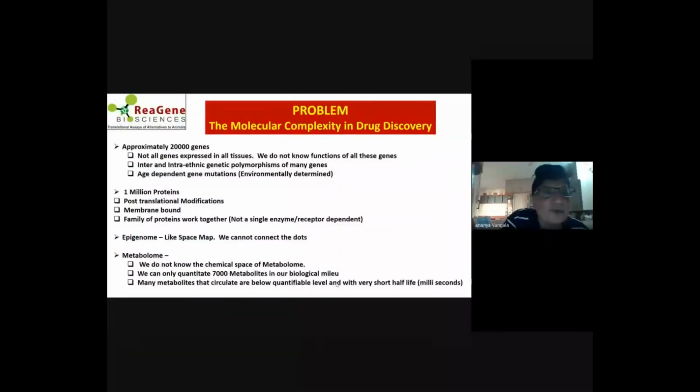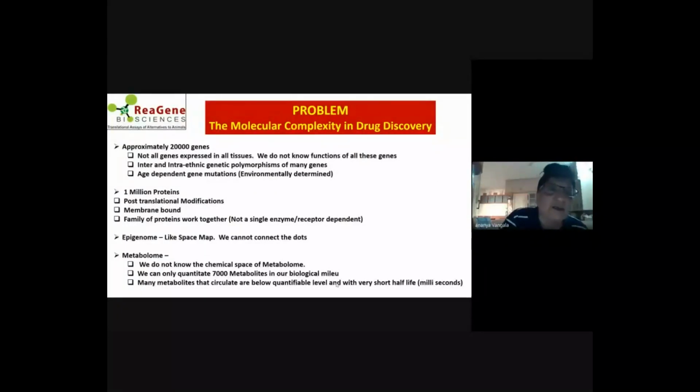So the problem here is that it's not the lack of ideas, the lack of depth of technologies and everything. We are underestimating the complexity of human biology. We know that we have about 20,000 genes in humans. Not all genes are expressed in all tissues. For example, lung doesn't have the same genes expressed as liver. If they both expressed the same genes, lung and liver would look morphologically the same, but they don't. That's the reason, because they express totally different genes.